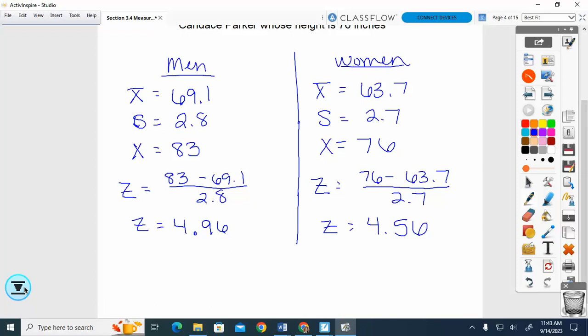She's 4.5 standard deviations, which again puts them way off in the tail here. So very, very unusual. Which one is taller for their respective group? This one is taller because his height was farther away from the mean. More standard deviations from the mean. Do you guys understand what I mean by z-scores?